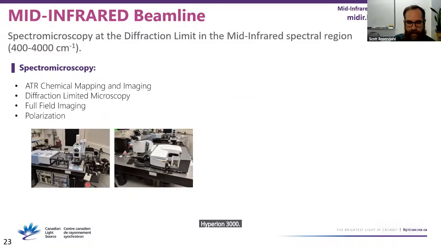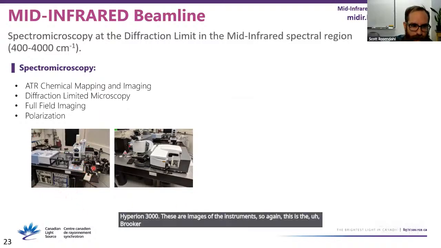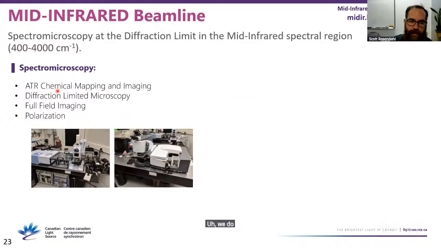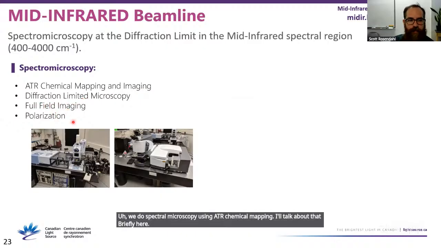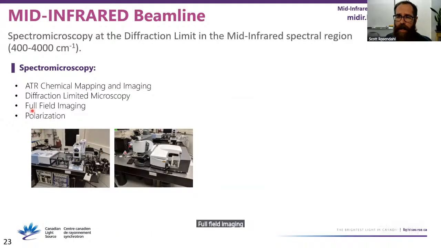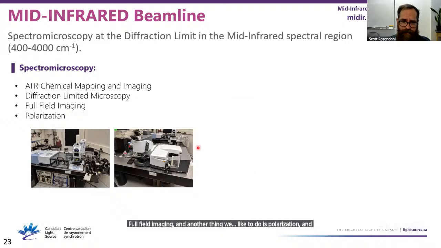These are images of the instruments. So again, this is the Bruker spectrometer setup. We do spectral microscopy using ATR chemical mapping. I'll talk about that briefly here. Diffraction limited full field imaging. And another thing we like to do is polarization and how to image with polarization.